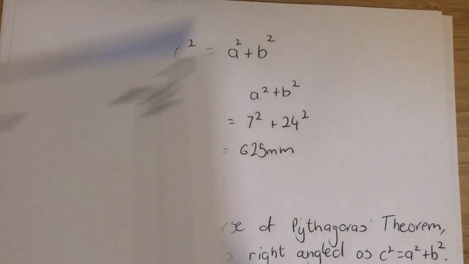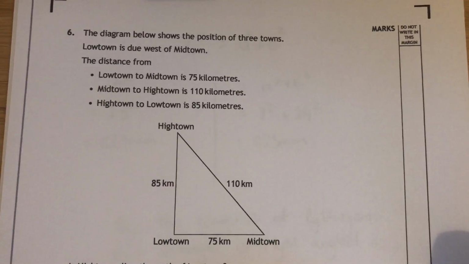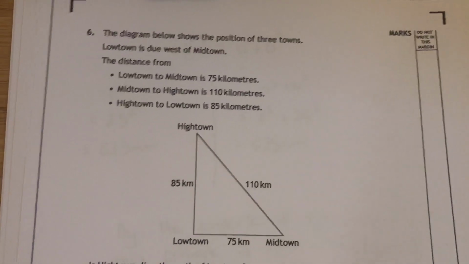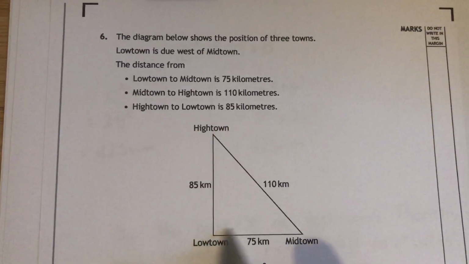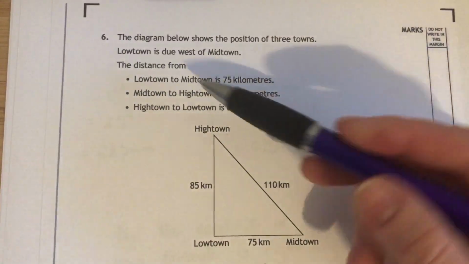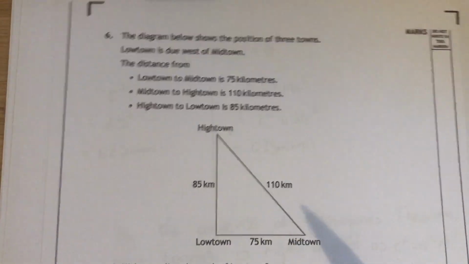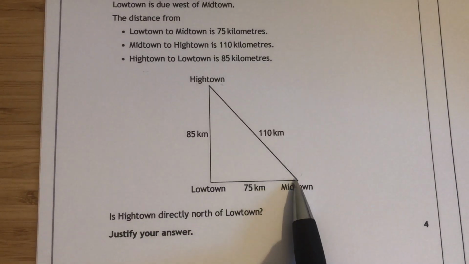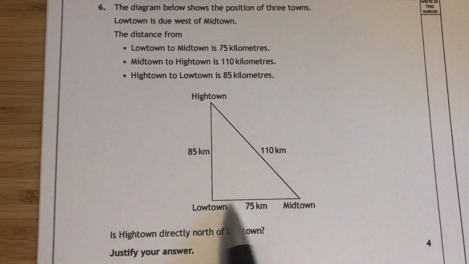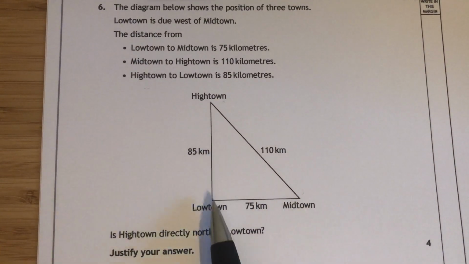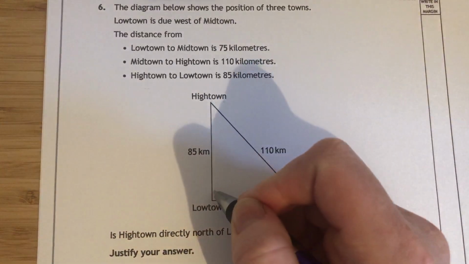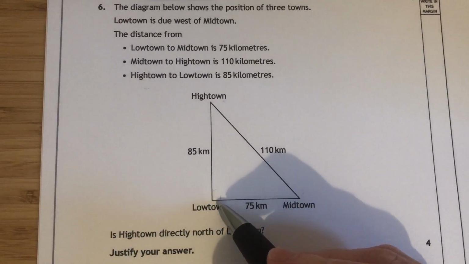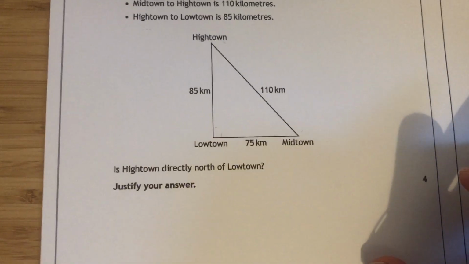Right, so this first one says, the diagram below shows the position of 3 towns. Low Town is due west of Midtown. The distance from Low Town to Midtown is 75 kilometres. Midtown to High Town is 110, High Town to Low Town is 85. Is High Town directly north of Low Town? We know that Low Town is due west of Midtown, so if we can check if this is a right angle, then that would also be directly north. The way we can check if this is a right angle is through the converse of Pythagoras theorem.